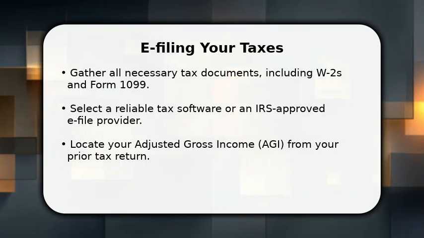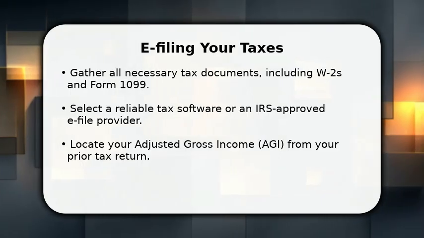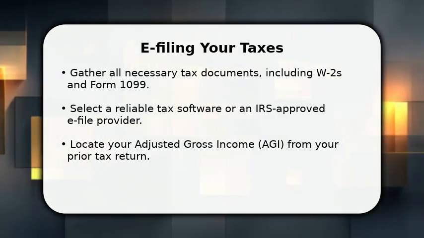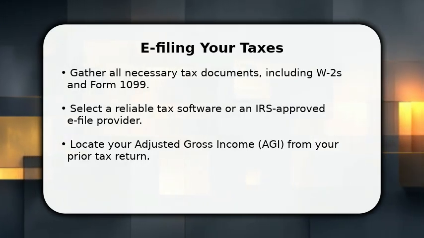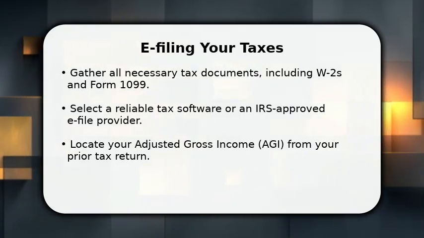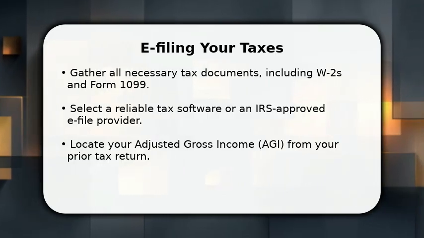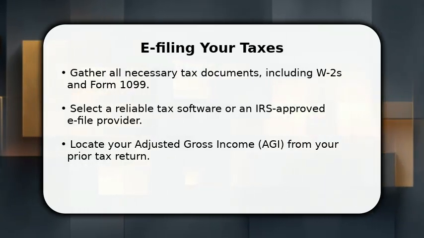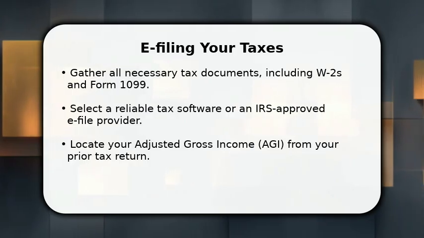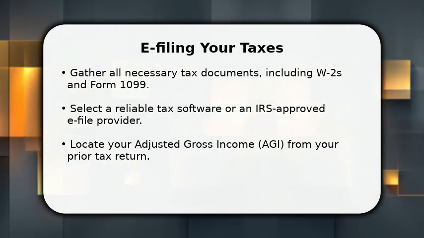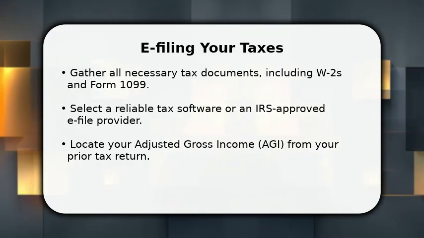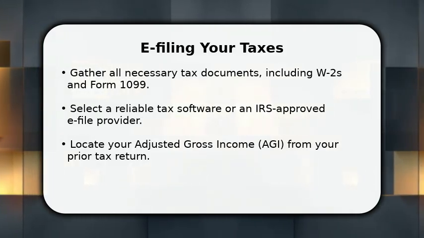In this video, I will explain how to file taxes electronically. First, gather all your essential tax documents, like your W-2s and any Form 1099. Next, choose a reputable tax software or an IRS-approved e-file service that suits your needs. Finally, make sure you have your adjusted gross income, or AGI, from your previous tax return readily available. This is often needed for verification.